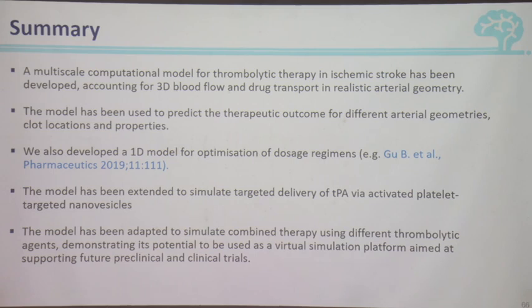And so in the end, we're hoping to be able to use these to perform some virtual clinical trials. So that is our end goal.